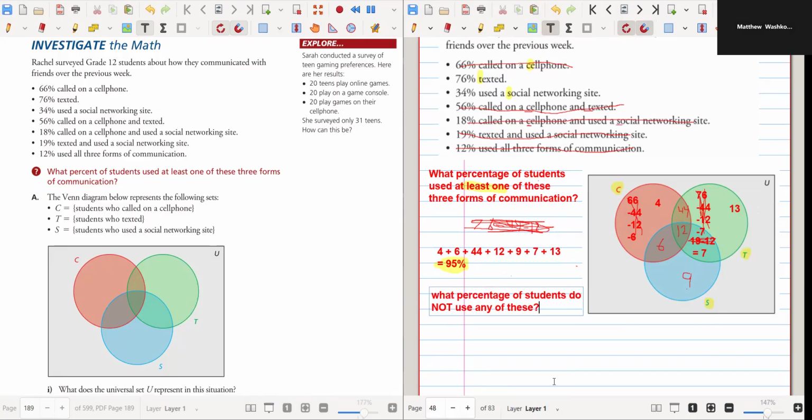Well, again, we have 100%, right? We got to take away the 95% who use them. We'd get 5% in this case, right? So 5% should be outside of these circles, but still within the overall universal set. Okay. So again, nothing about that math itself is hard, right? But you can see how you have to set it up correctly. You have to understand what it's asking you here.